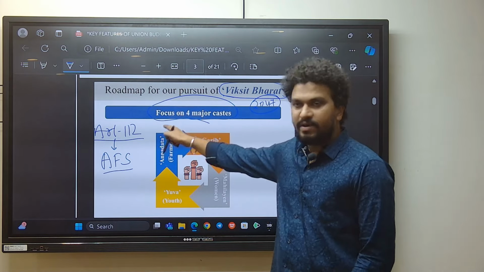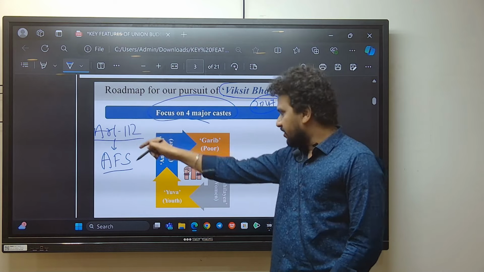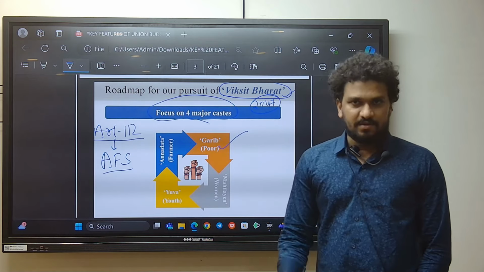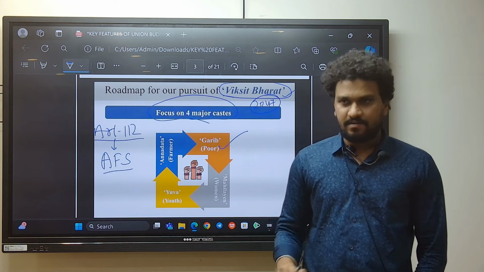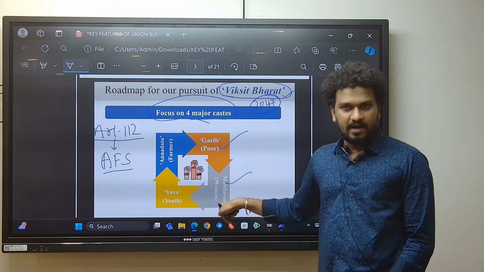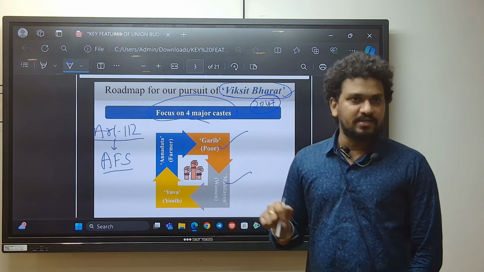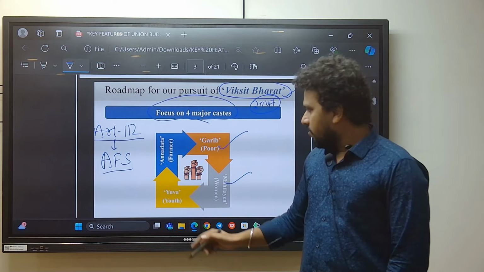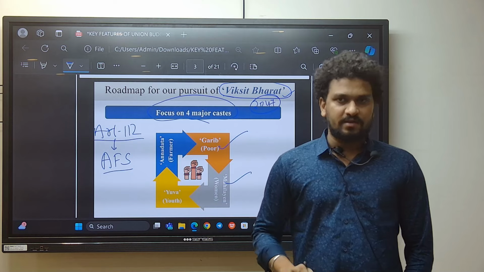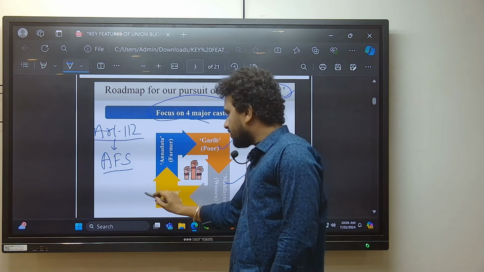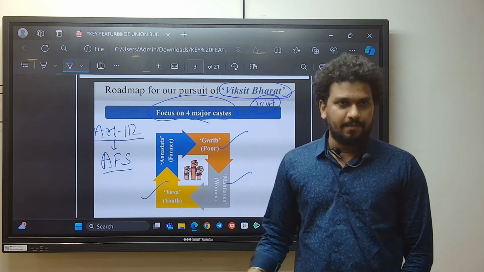For example, the government is focusing on four castes. It includes the Garib. You need to address the concerns of the poor. The poor is one problem that we are facing. Second is Mahila. You need to take into consideration women. So there has to be some developmental aspects brought into the lives of women. Then it is talking about the youth, Yuva.